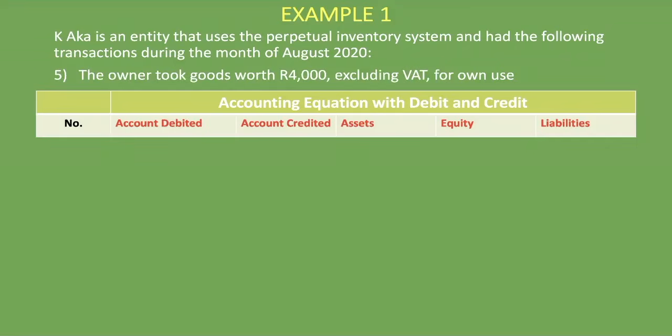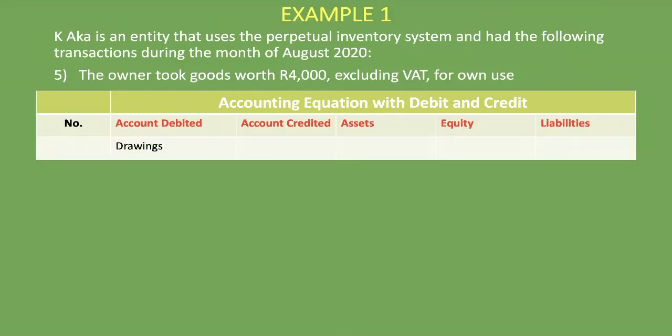When the owner takes goods for own use, that is what is called drawings. So that's the account that is debited because drawings reduces our equity. So we put drawings there. And the second account is inventory as the account credited. Why? Because inventory is leaving our premises. The owner is taking it. So we have to remove it from our books, and inventory is an asset, decreases on the credit side.